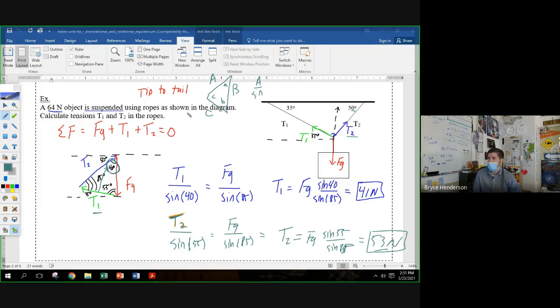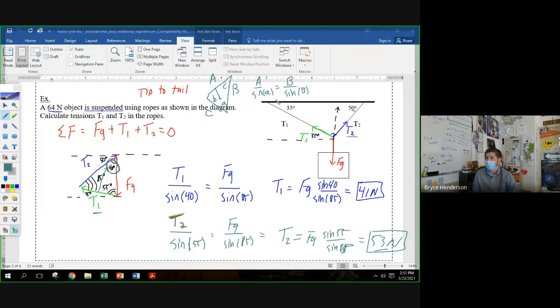Oh shoot, I did this wrong. Sure did. Sorry, that's why I don't teach math, y'all. I teach physics. This is A, this is B, this is C. So A over the sine of A, because it's opposite, is equal to B over the sine of B.